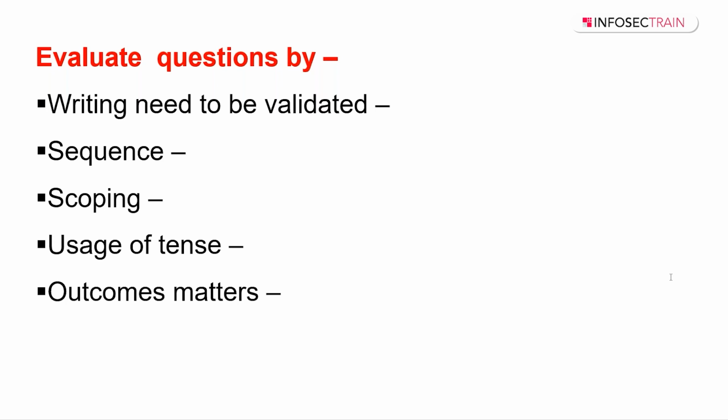Outcome matters. What is an outcome of risk management? Mitigating risk to an acceptable level. So that is how the outcome matters. So writing needs to be validated, sequence needs to be identified, scoping needs to be done, usage of tenses is there, and outcome matters. These things are required when you're reading a question. Team clear?